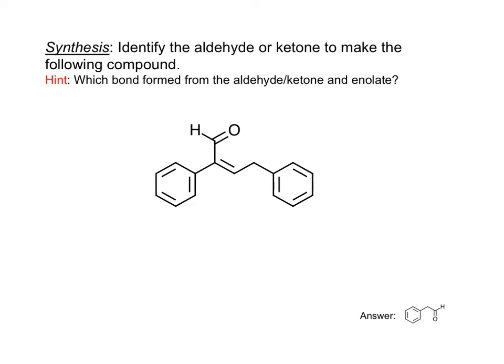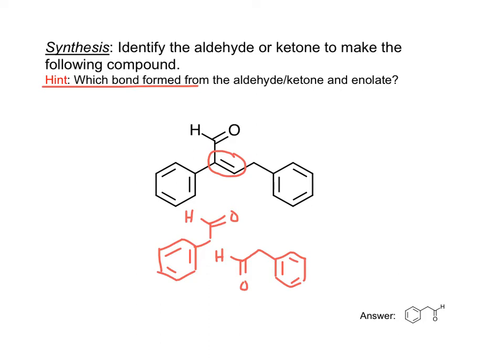So I hope you looked at this hint. Note that this is the bond that forms when the enolate ion reacts at the carbonyl carbon. The structure of the aldehyde is, note that the proton from this alpha carbon is removed, and that's going to react at this carbonyl carbon.